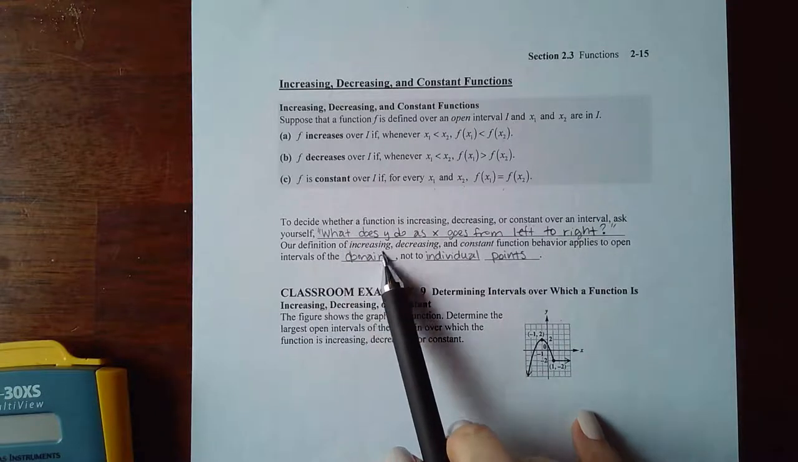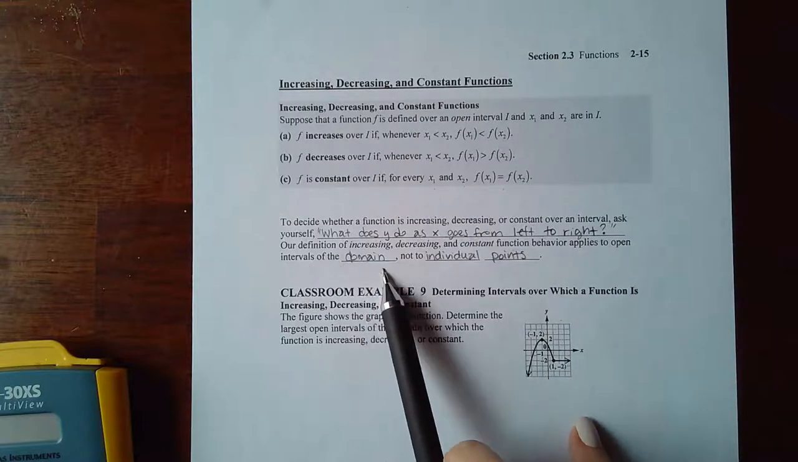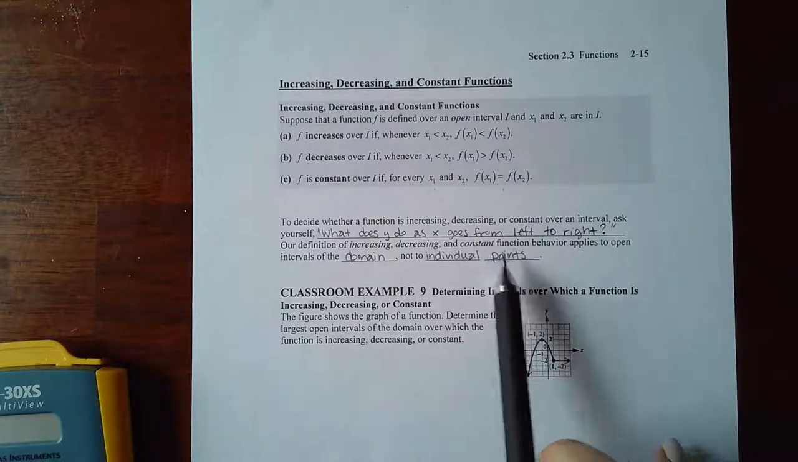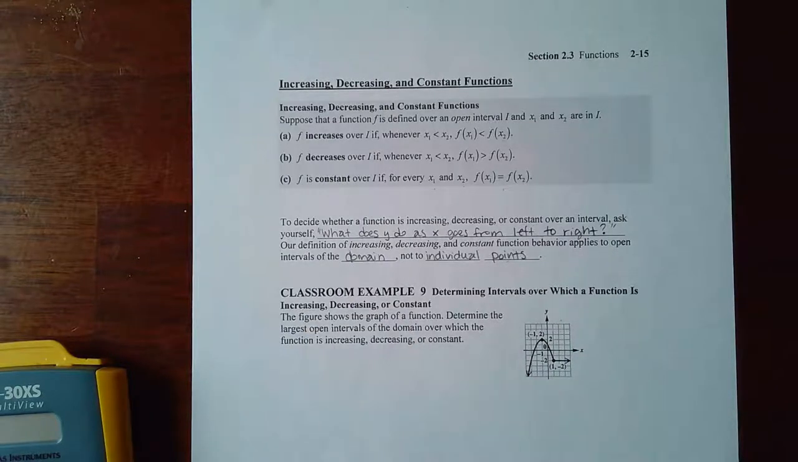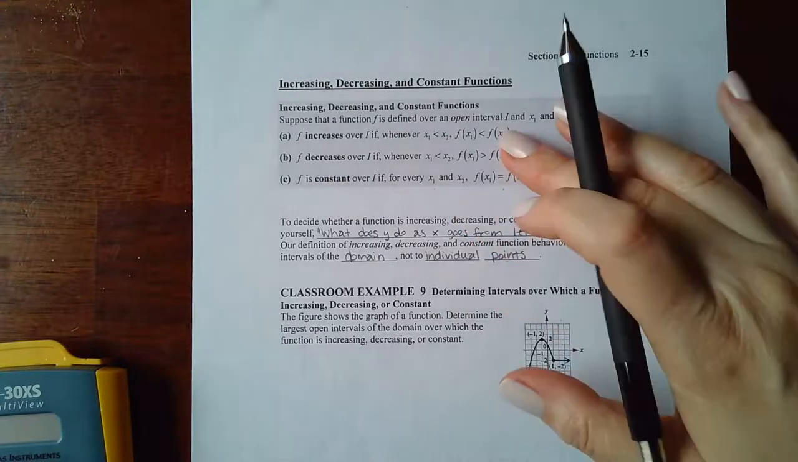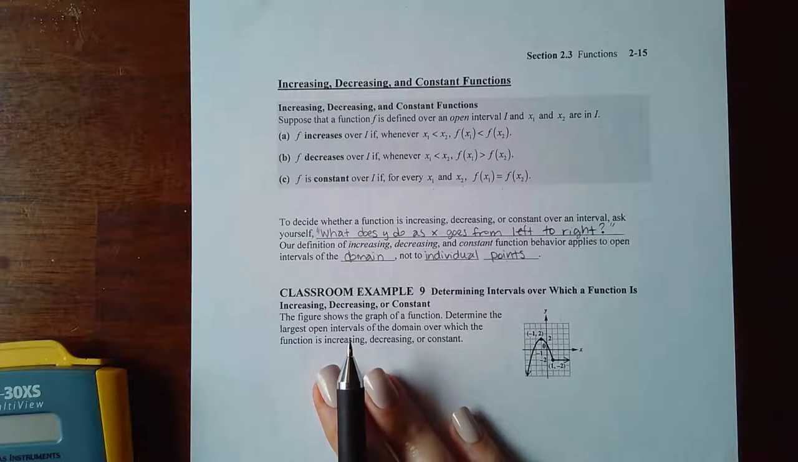Our definition of increasing, decreasing, and constant function behavior applies to open intervals of the domain, not to individual points. So that means we'll be using interval notation, and we will never be using a bracket in the interval notation. Always parentheses in interval notation when we're doing increasing, decreasing, constant. That's different from domain and range, because in domain and range, if there's a solid dot there or a solid piece of the graph, you put a bracket. For increasing, decreasing, and constant, it doesn't matter if there's a solid point or a solid graph there. You're still going to put a parentheses.